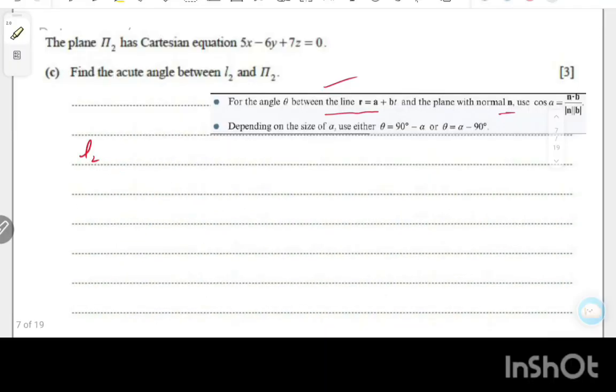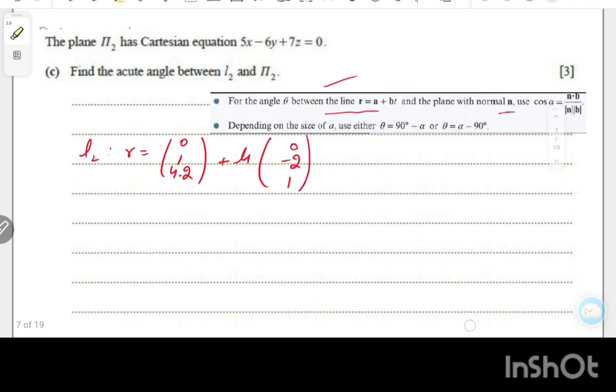Okay, from the previous part we have the L2 equation. What is our L2 equation? r equal to 0, 1, t, where the t value is 4.2, plus mu times 0, minus 2 and 1. Okay, this is our second equation.